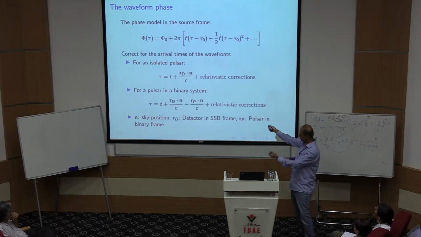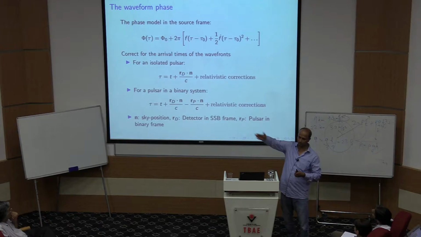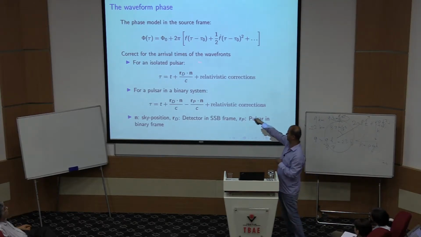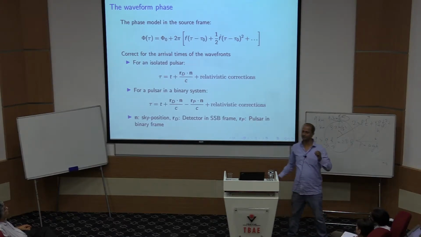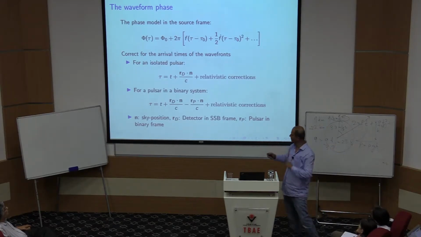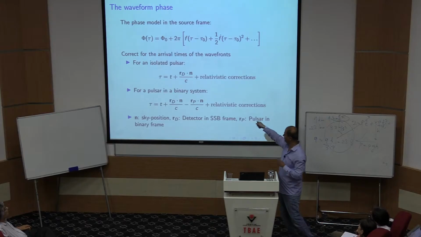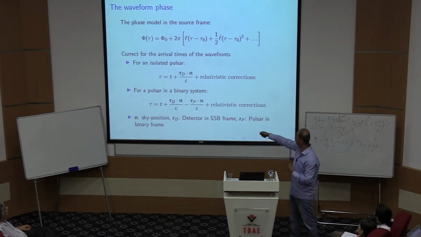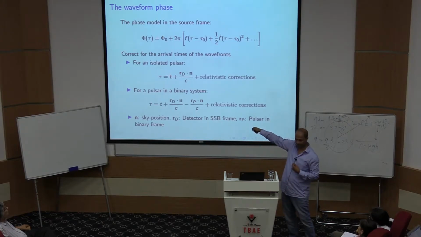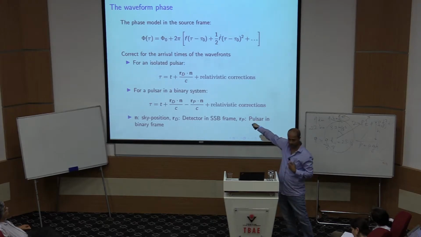If you want to go to a detector, and you want to find the arrival times of the crest of the wave on the detector, then you've got to correct for the motion of the detector. So this thing here, r dot n, where r is the position of the detector in the solar system frame, and n is the direction to the star. This extra term tells you the difference in the arrival time of the wave from the solar system barycenter and on the Earth. And this difference depends on the sky location.